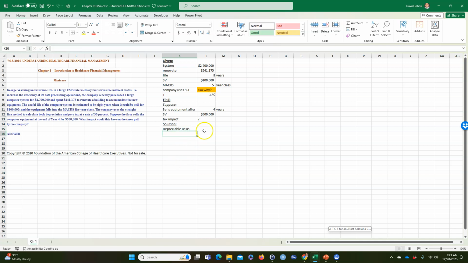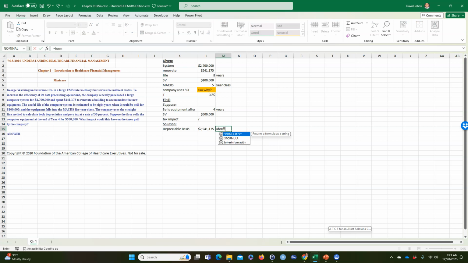And the depreciable basis is, what am I depreciating? Well, it's going to be equal to what the system costs, and then what it costs to renovate. So this is what you're going to be able to depreciate, right? I'm going to put the formula in here so you can see it. I'll try to put that in as we go.